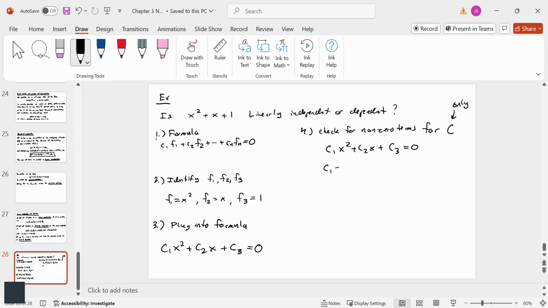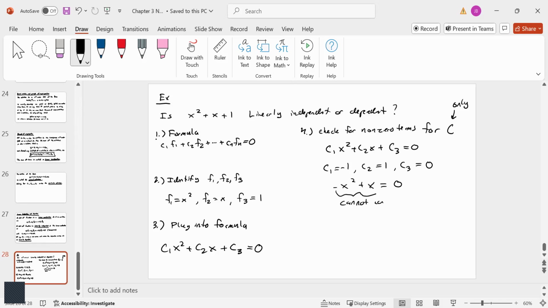So you say, okay, C1 x squared plus C2 x plus C3 equals 0. Well, if I make C1 equal to -1, C2 equal to 1, and C3 equal to 0, only one of them has to be not 0, then I get negative x squared plus x equals 0. Can x squared and x cancel each other out?